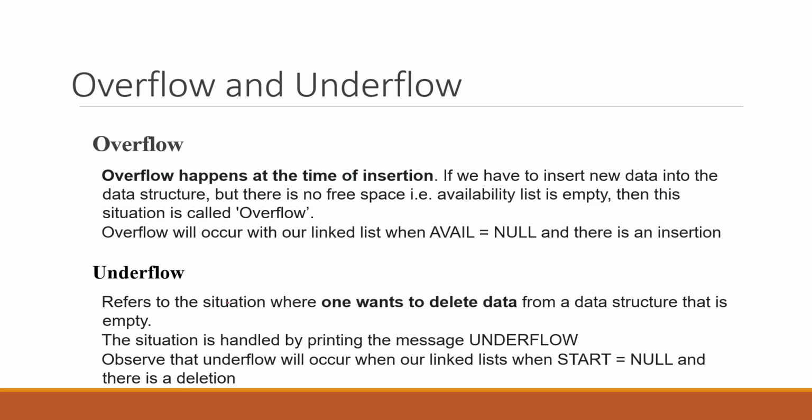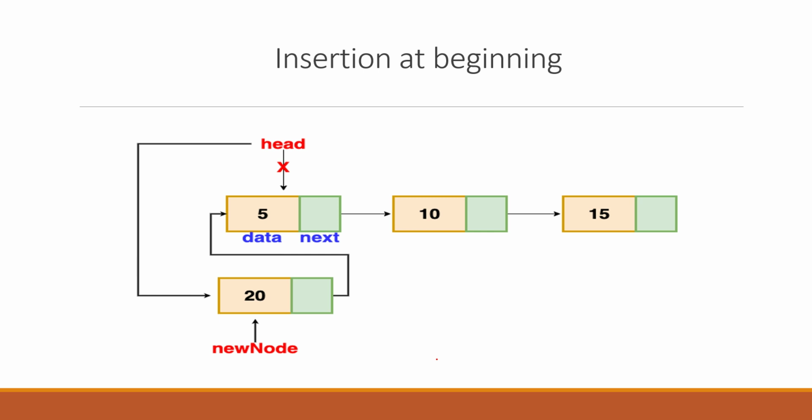Underflow is referred to the situation when one wants to delete data from a data structure that is empty. The situation is handled by printing the message underflow. Observe that underflow will occur when our linked list has start equal to null and there is a deletion operation to be performed. Next is insertion at the beginning, which means that we have to insert this new node at the start, at the beginning of our first node.